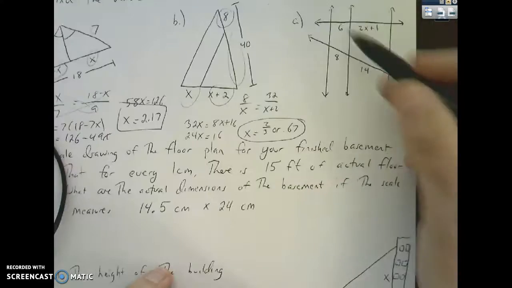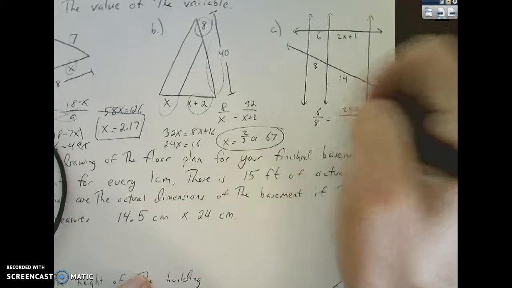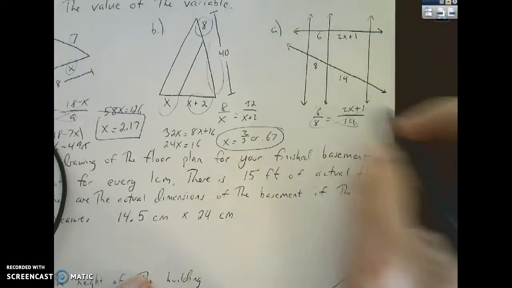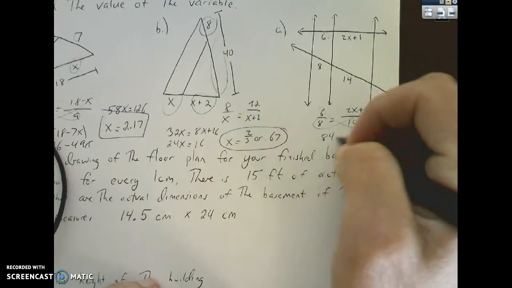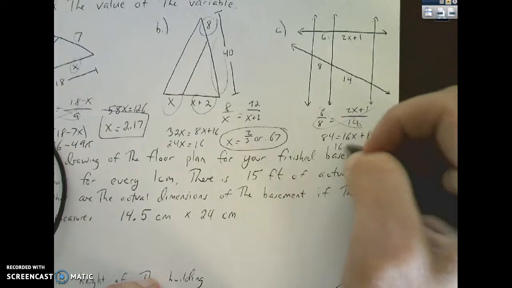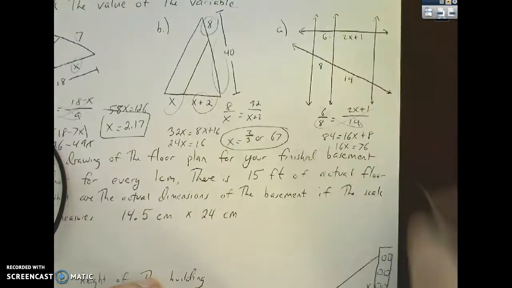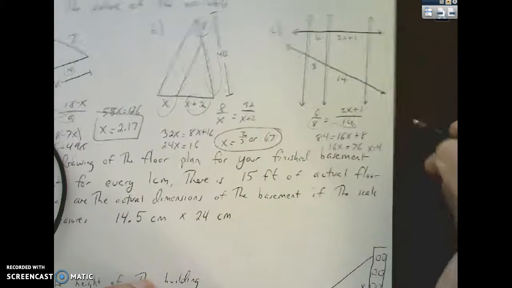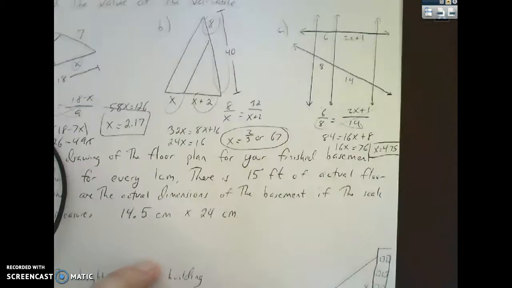Then lastly here I can say 6 over 8 equals this over that, 2x plus 1 over 14. Cross multiply, 6 times 14, 84, equals 16x plus 8. Subtract 8 over, 76. 76 divided by 16. x equals 4.75. Okay? Cool, cool, cool. Moving right along then.